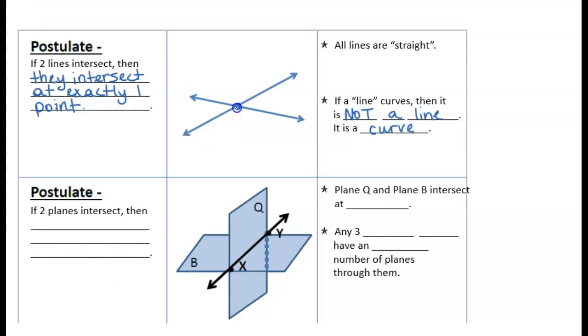And they intersect at 1 point. We might call this point point P. You can call it whatever you want. Next postulate. If 2 planes intersect, then they intersect at exactly 1 line.